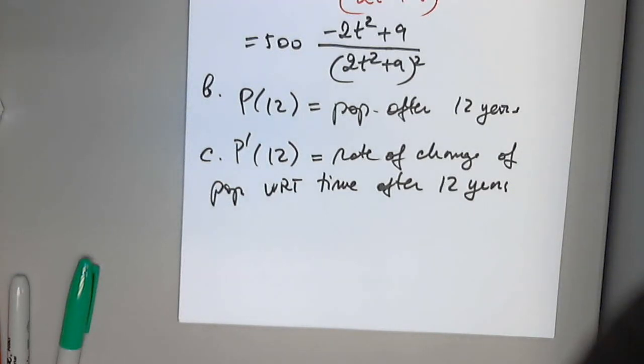So don't forget parentheses around the top, although in this case, since it's only one term, it will work without parentheses just this time. And the denominator in parentheses, 2x squared plus 9, close the parenthesis. The second function is 500, parentheses, negative 2x squared plus 9, close the parenthesis, divide by, in parentheses again, 2x squared plus 9, close the parenthesis, and squared.